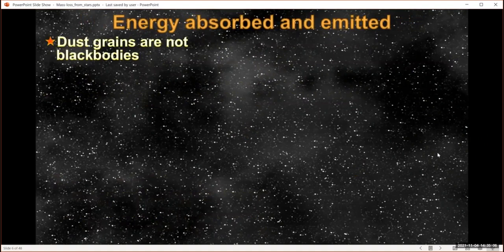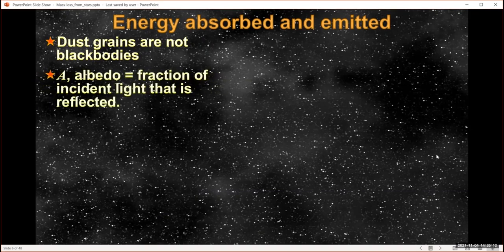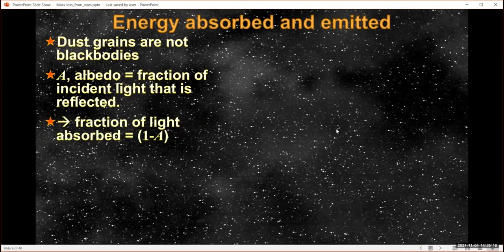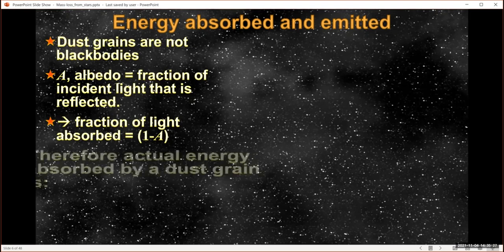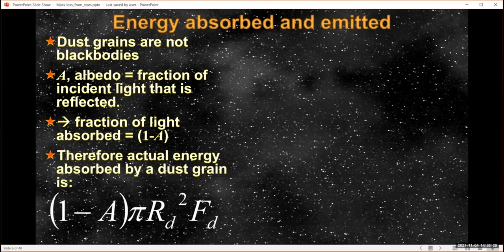Dust grains are not black bodies. That means they don't absorb everything that hits them. In fact, they have some reflectivity. We call this reflectivity albedo. It is the fraction of incident light that is reflected. And what that means is that if a fraction A is reflected, then a fraction 1 minus A is what is absorbed. So we have to put that into our calculation.